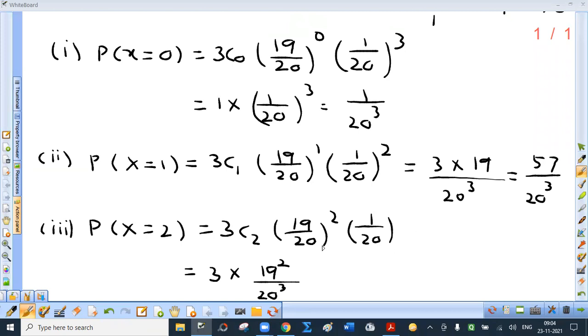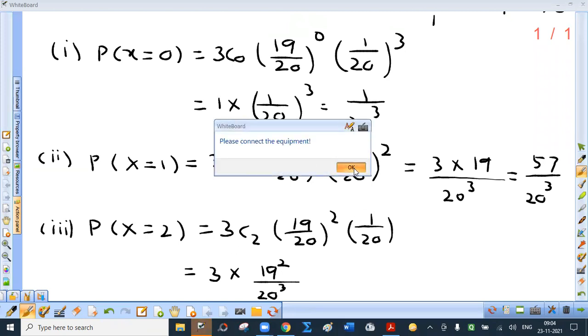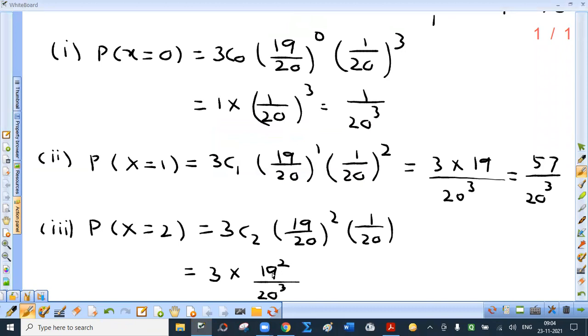Third part, exactly 2 disks work. So P of X equal to 2. So 3C2, which is 3, 19 upon 20 square into 1 by 20. That is why I have written 3 into 19 square upon 20 cube. See, if time permits, it is better to find the final answer using log tables instead of writing in this fashion.